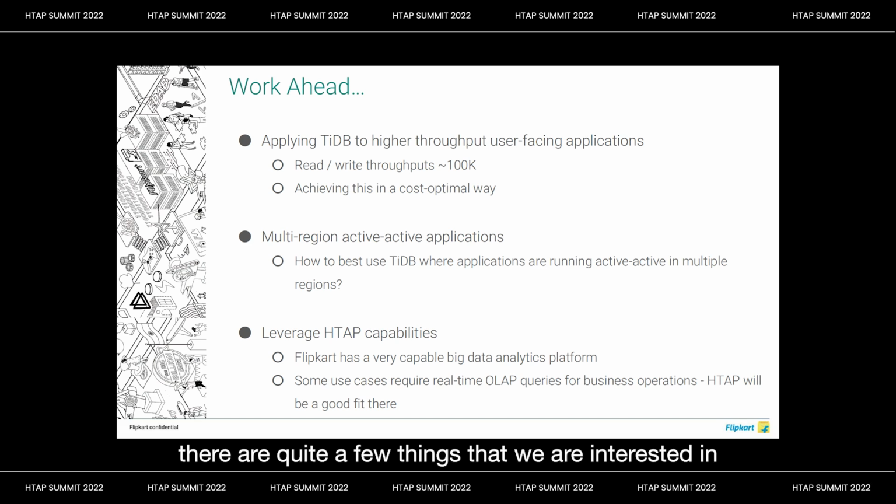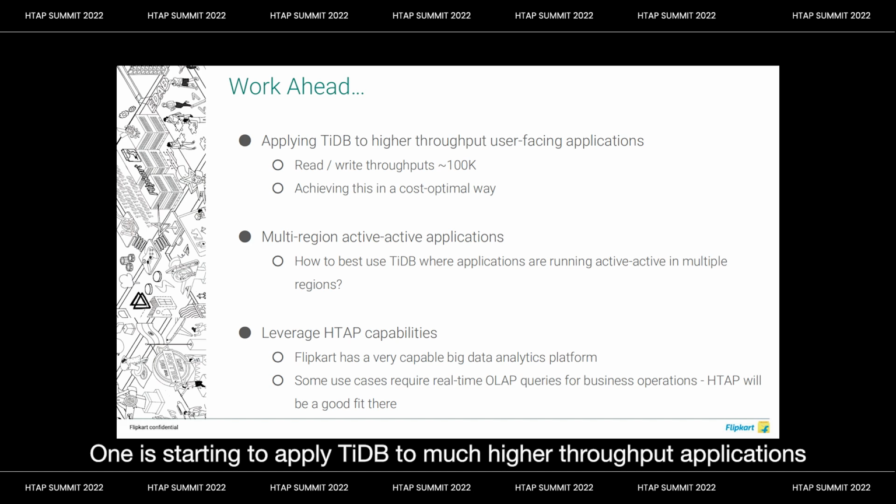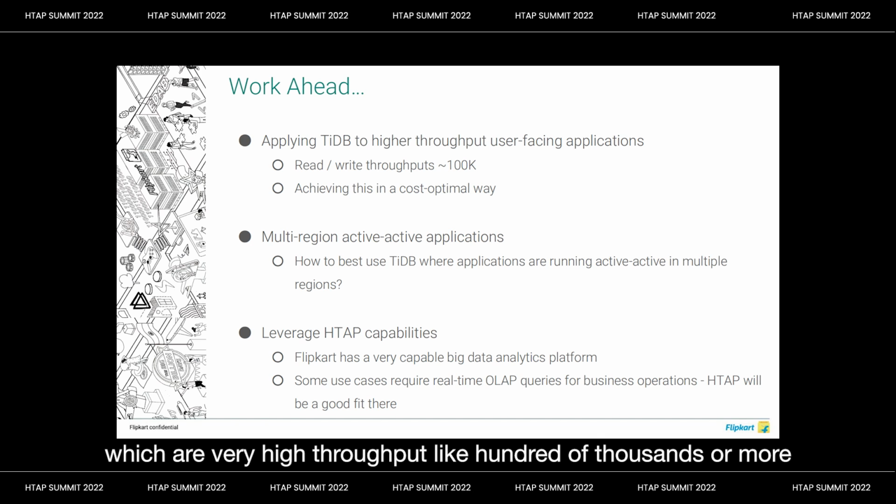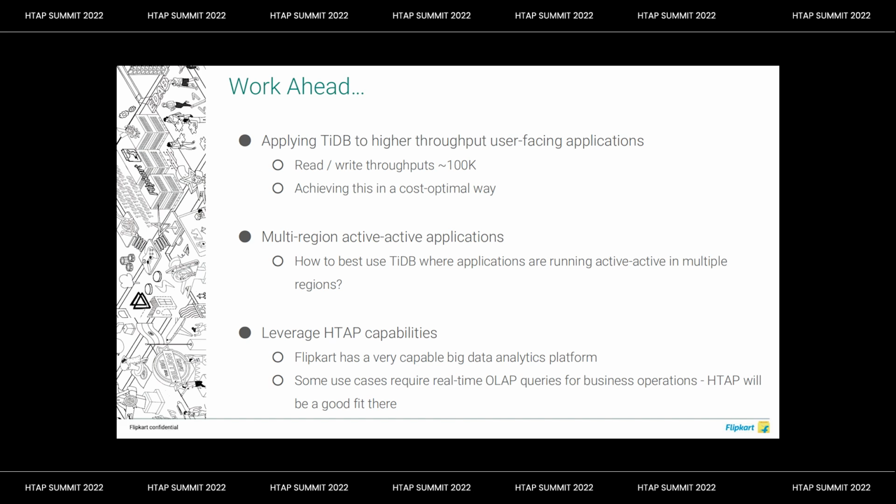Now, there are quite a few things that we are interested in, but these are kind of what is top of mind. One is starting to apply TiDB to much higher throughput applications. Right now, the kind of applications that we are using TiDB for runs into maybe 10, 20K throughput. But there are some applications in Flipkart which are very high throughput, like 100K or more.